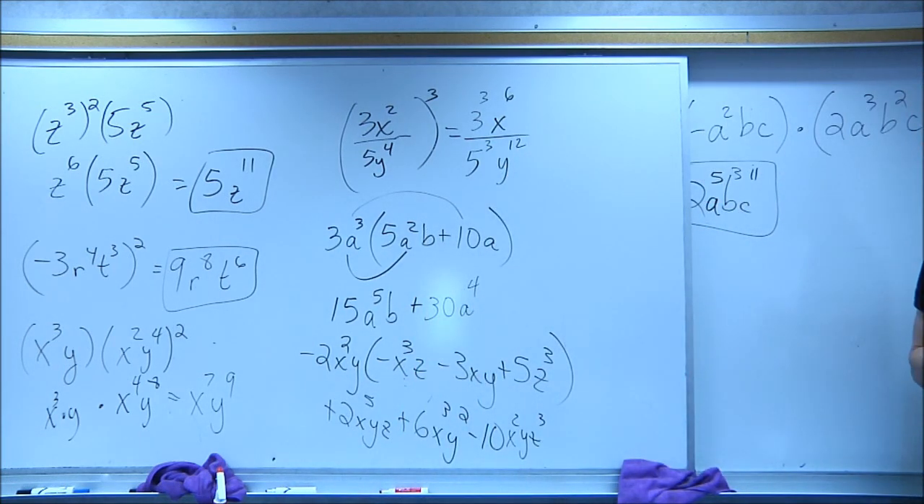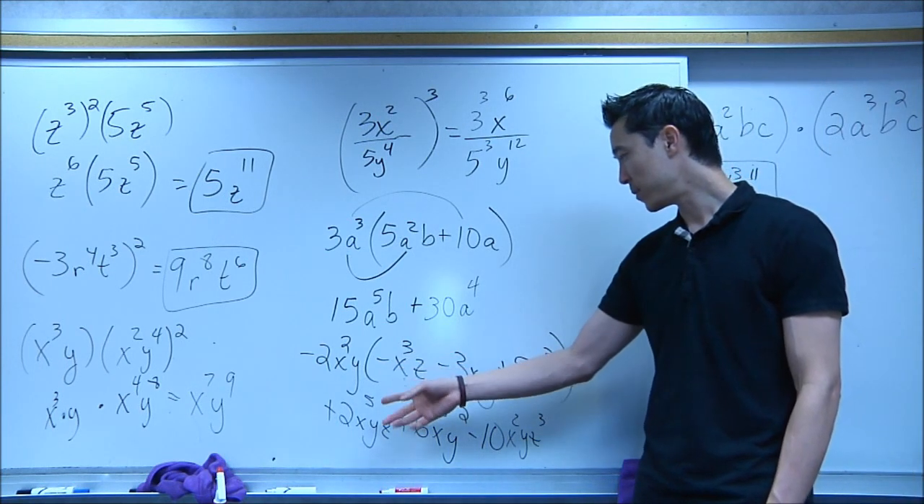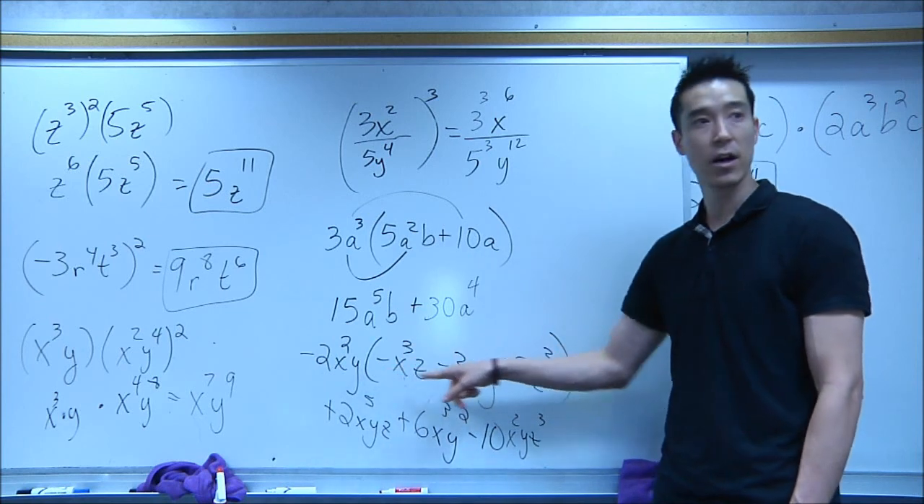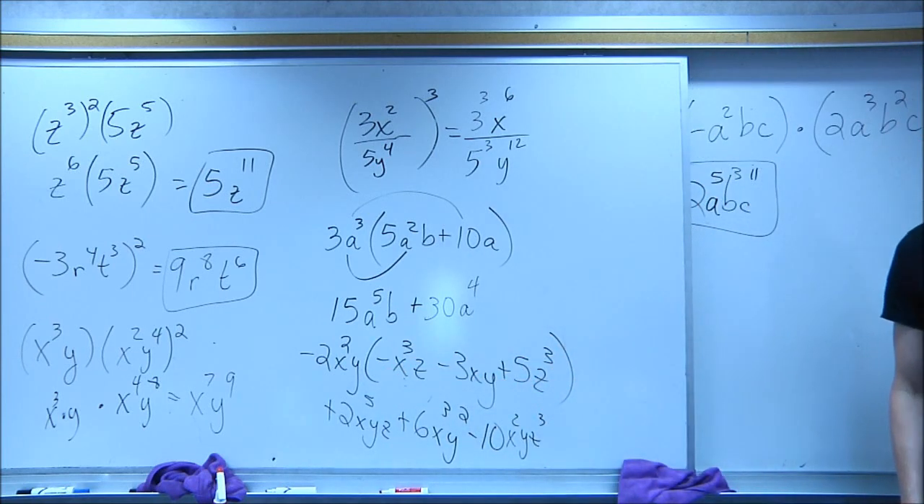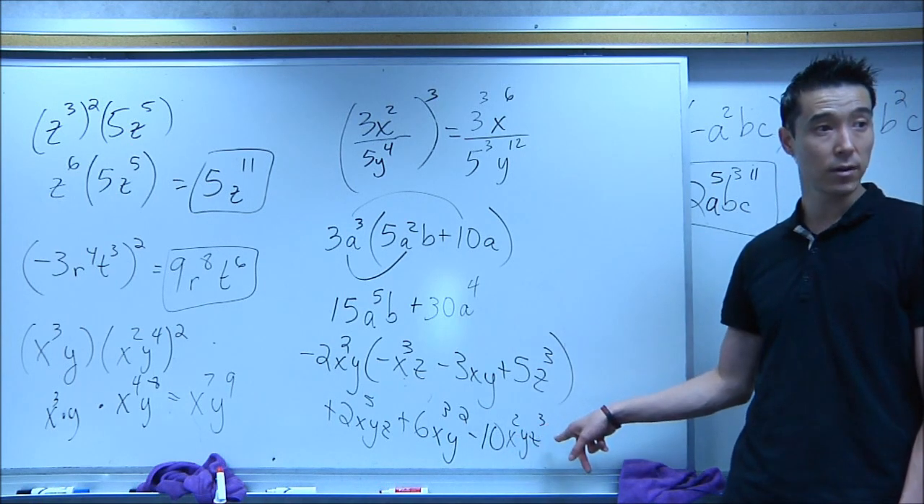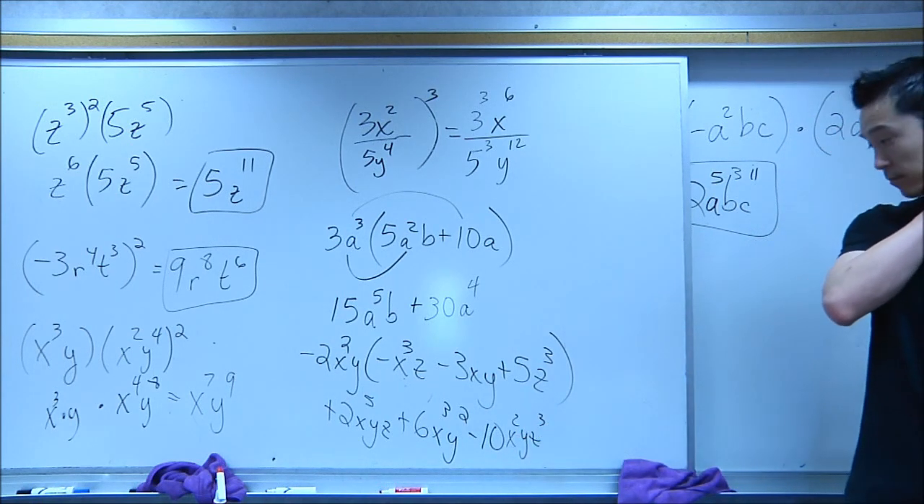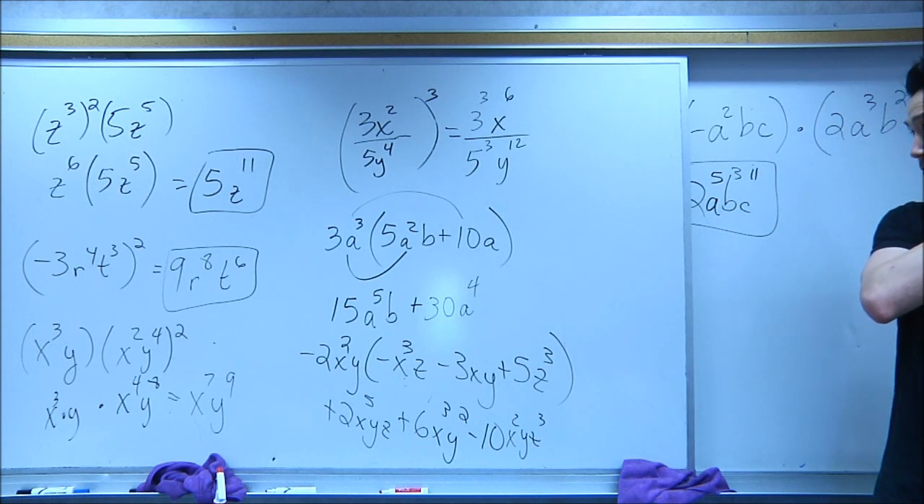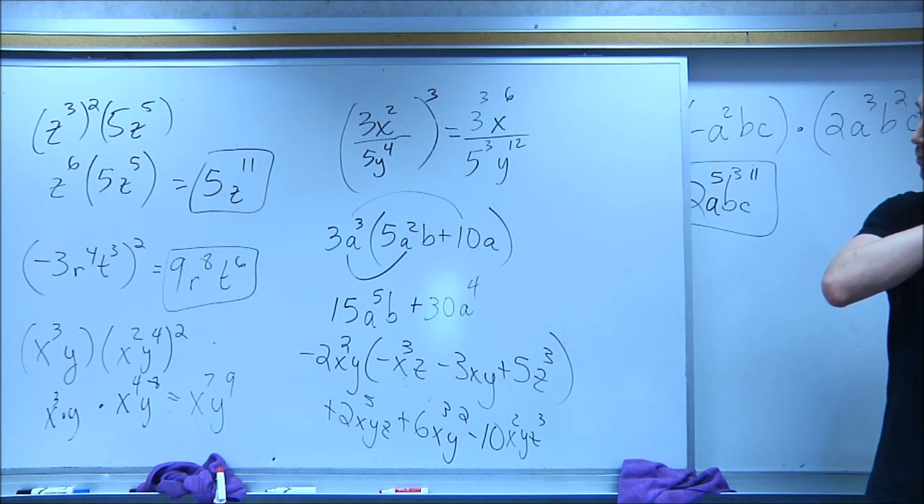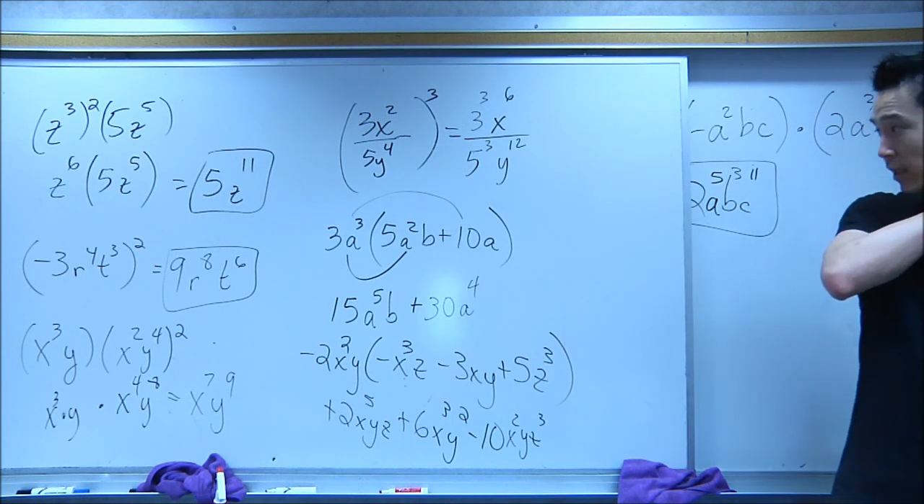Does it have to be in that order? It doesn't have to be, but generally when we're distributing, we just follow the order that's given to us. Oh, yeah, you could do z cubed x squared y. Is that what you mean? Yeah. The commutative property still holds. A times b is the same as b times a.